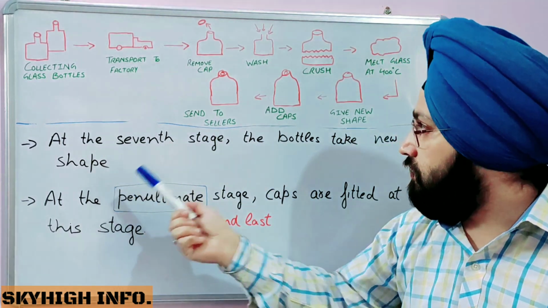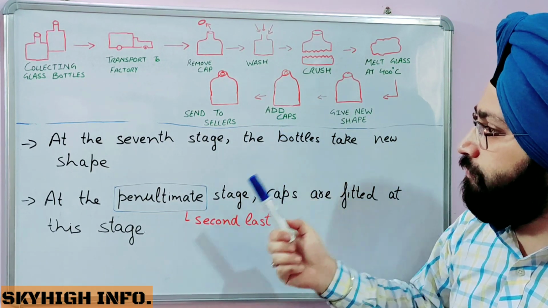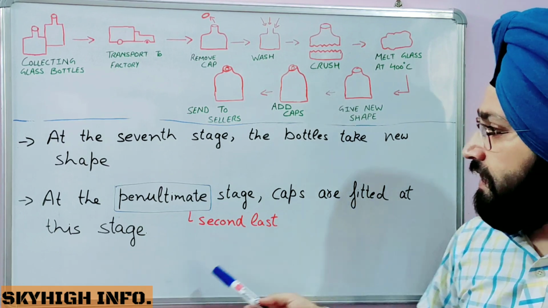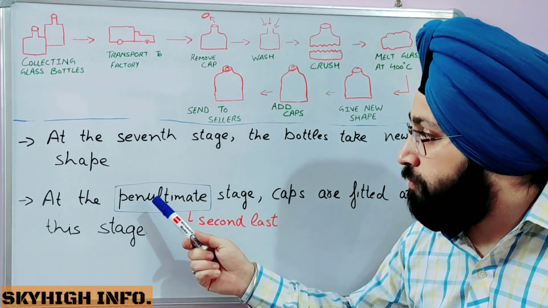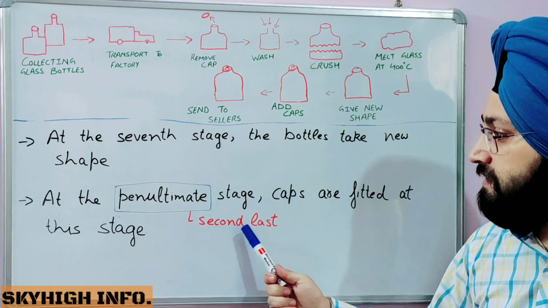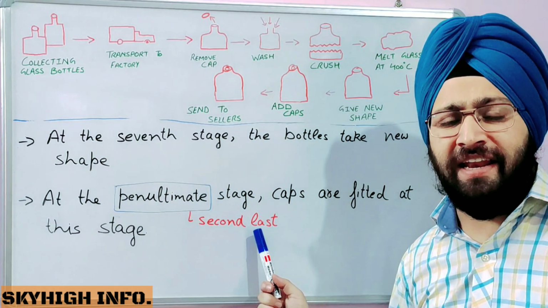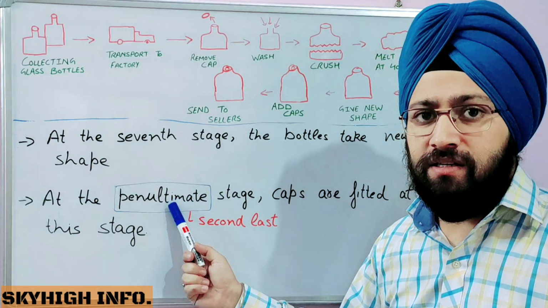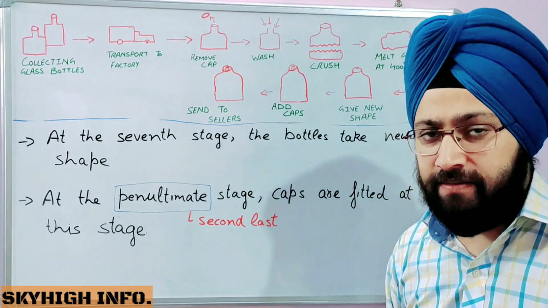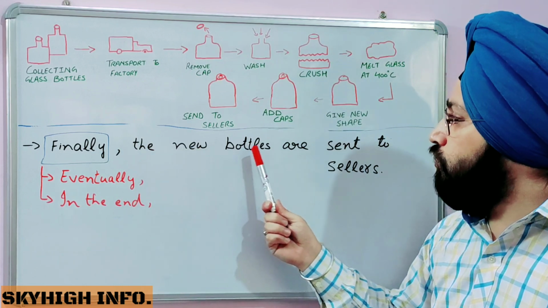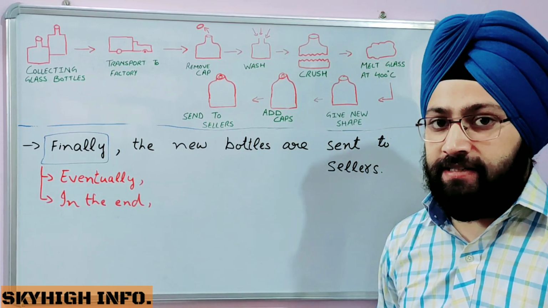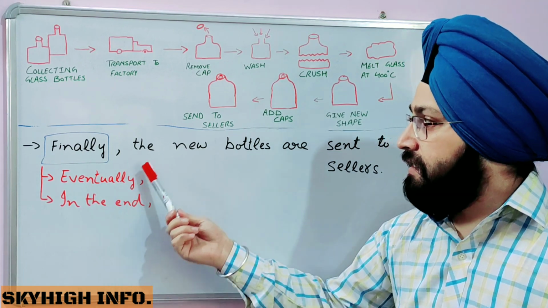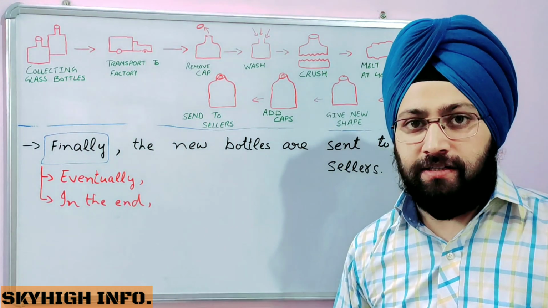Okay. After that, add cap. At the penultimate stage, caps are fitted. Instead of penultimate, you can also write second last, but second last is very common, so you can write penultimate, which also means second from the end. Finally, the new bottles are sent to the sellers. You can also write eventually, or in the end, the new bottles are sent to the sellers.